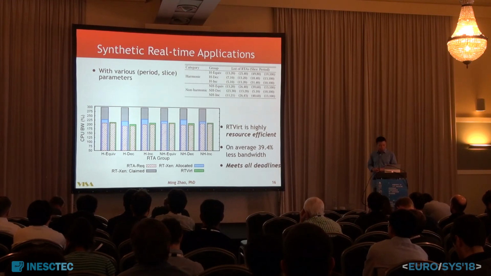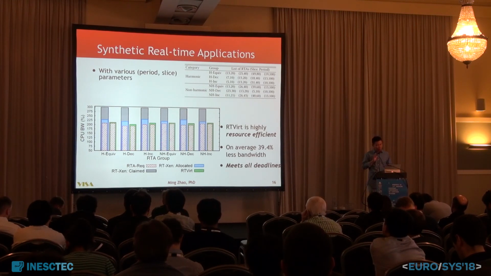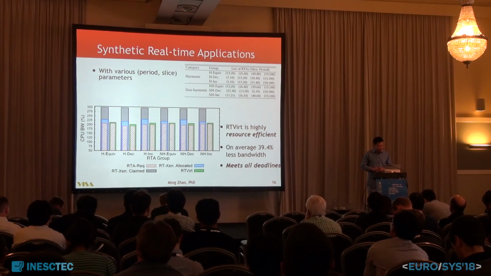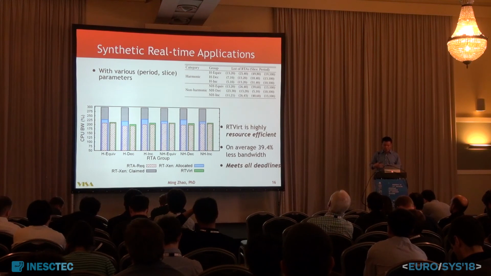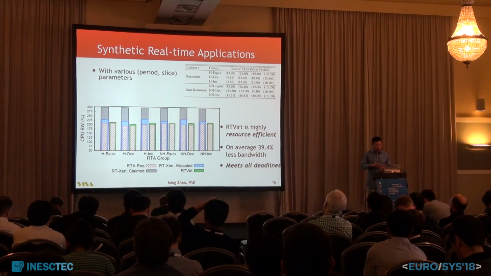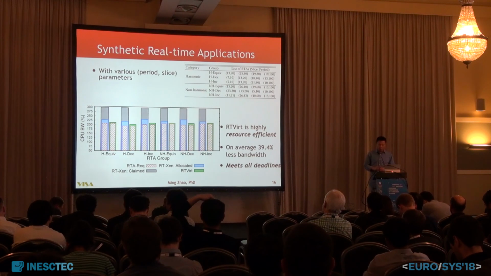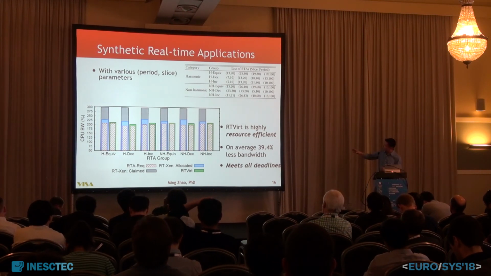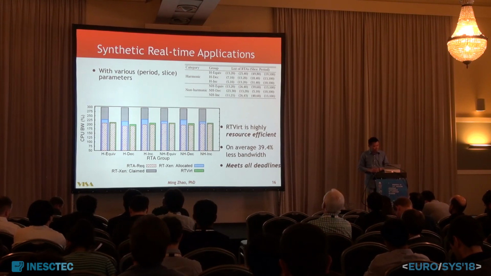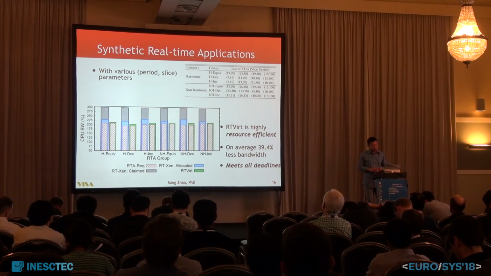In this graph, first of all, in the table we show the parameters of all the applications that we considered, and the bottom bar graph shows the CPU utilization achieved from RTVert versus RTXen. First of all, both RTVert and RTXen are able to meet all the deadlines. In each group of bars, the right bar, the green shaded bar, is from RTVert, and the gray shaded bar on the left is from RTXen.